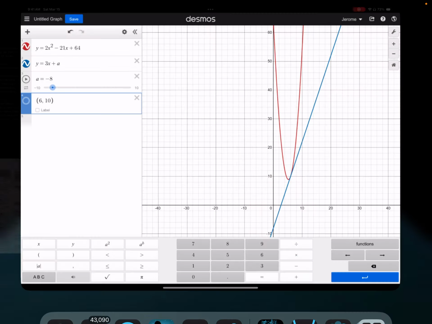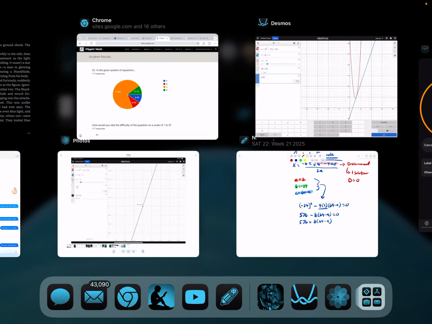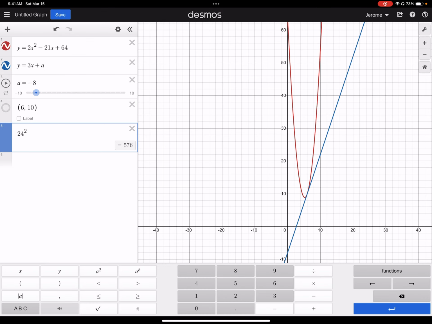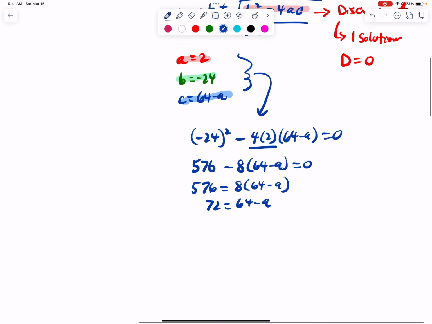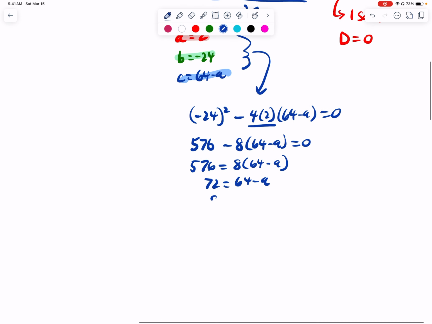Can you do that without a calculator? Probably. 24 squared is 576, I know it is. Then divide that whole thing by 8, and I get a nice even 72. So 72 is equal to 64 minus a, and then subtract the 64 over. That's going to give me 8 is equal to negative a, so a is equal to negative 8.